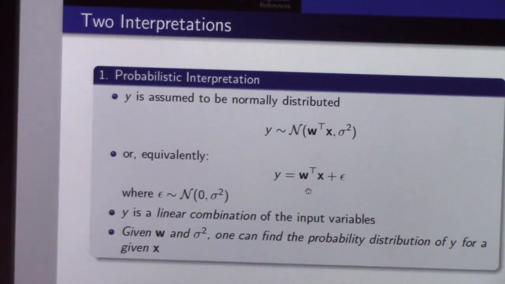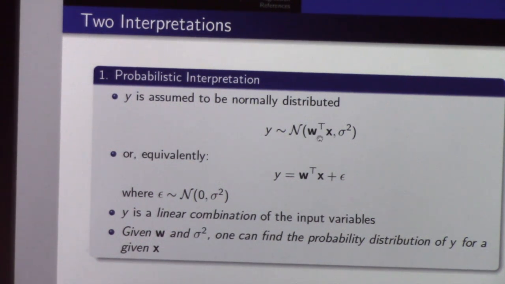There are two ways to interpret linear regression. One is the probabilistic interpretation, which we will focus on. Here we assume that y is essentially a noisy linear combination of x. We don't assume that x is a random variable; only y is a random variable. It's a Gaussian distribution centered at w transpose x. Remember, w is d cross 1 and x is d cross 1.